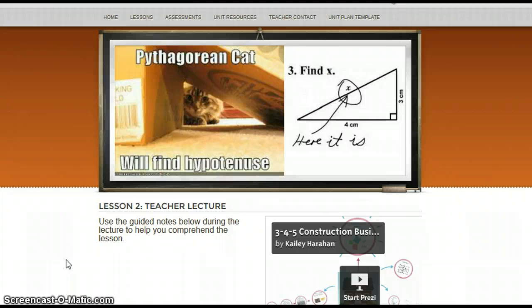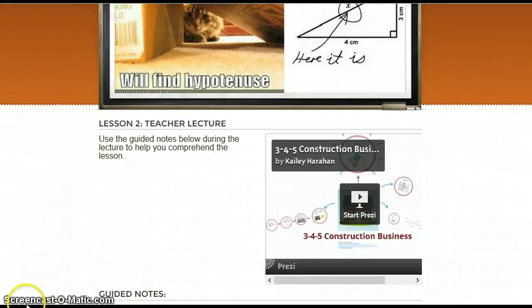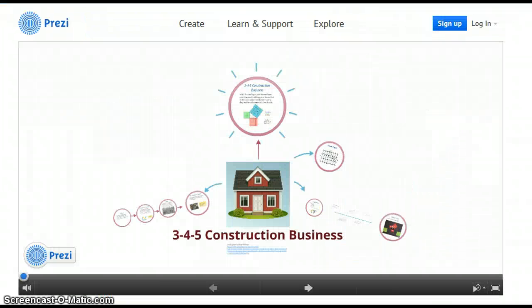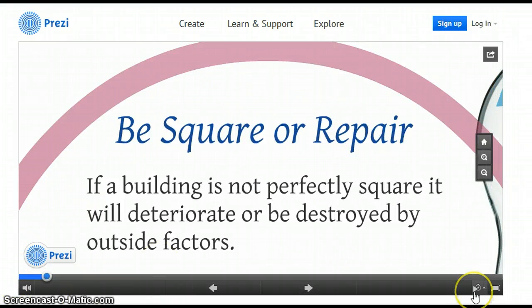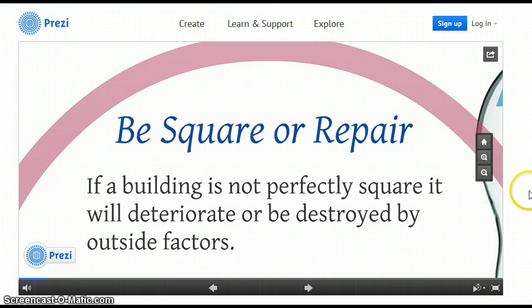It tells of the use of the Pythagorean theorem in construction and about the 3, 4, 5 rule, and incorporates music, videos, pictures, graphs, and a project, which brings me to the next area. Before moving on to my guided notes, I'd like to show you a little bit of my presentation. And this is the 3, 4, 5 construction business. And it has a little bit of background music just to keep students focused.